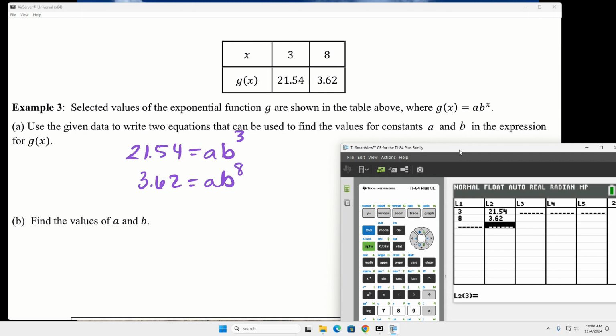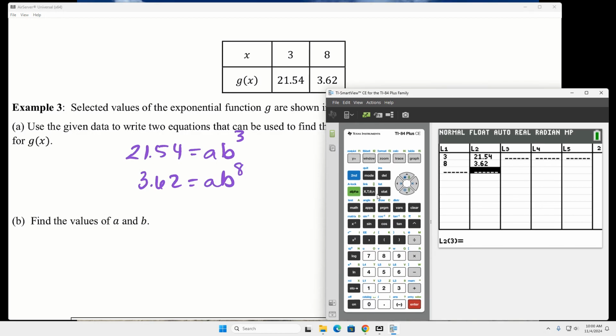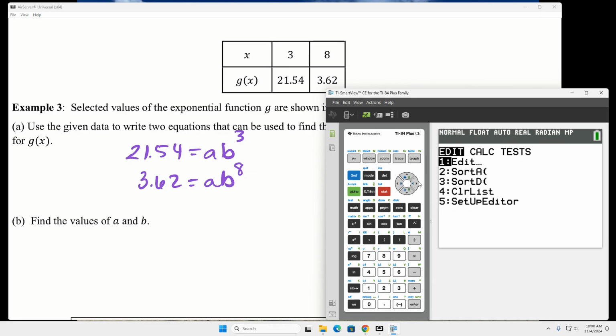All right, now we did already put that data in, so we can do calculate and then 0. There it is.